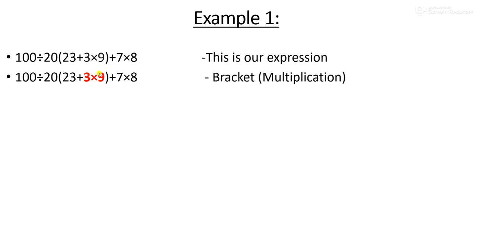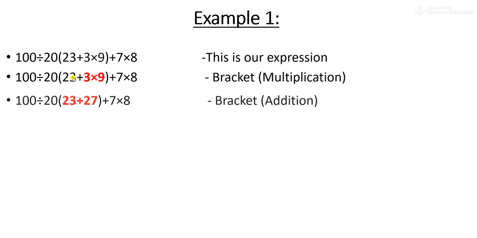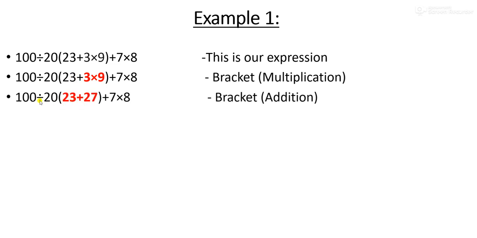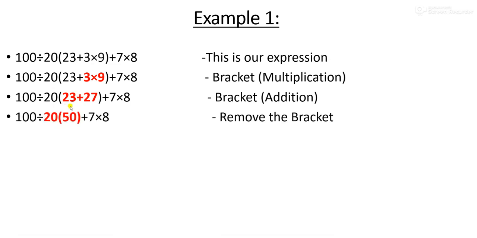First we will do 3 into 9, that is 27, and we have to add 27 to this 23. So this is 23 plus 27. Adding these two numbers, 23 plus 27 is 50. Now we have to remove the bracket. So it will become 20 into 50. Then what does the next BODMAS rule say?